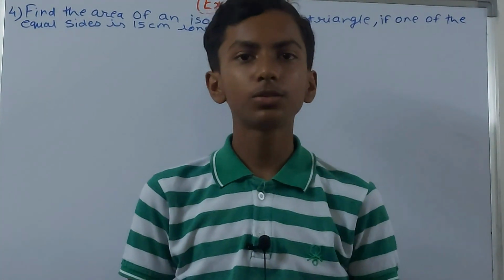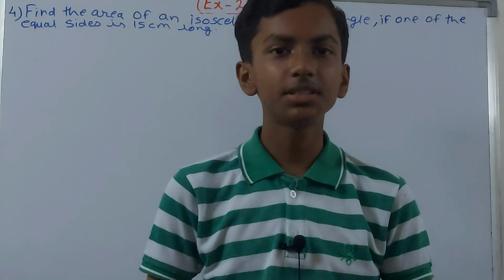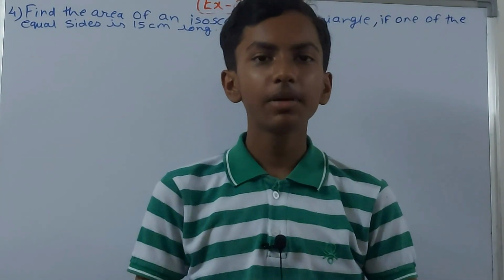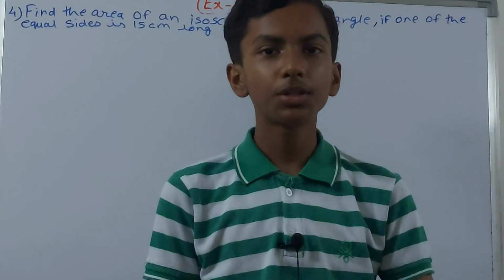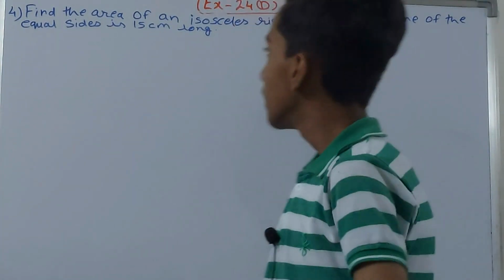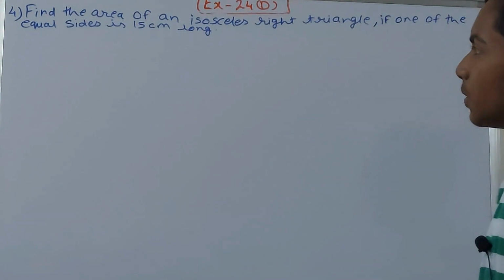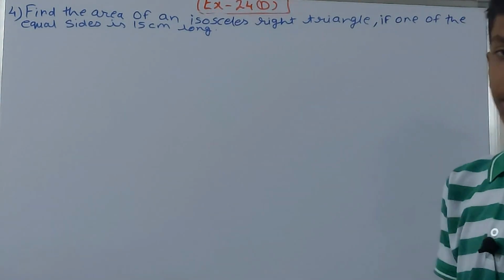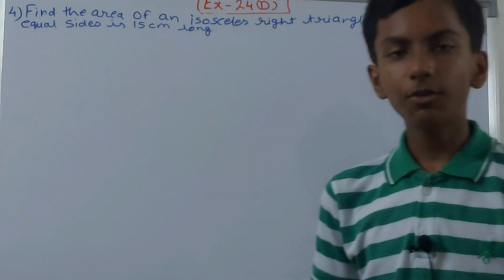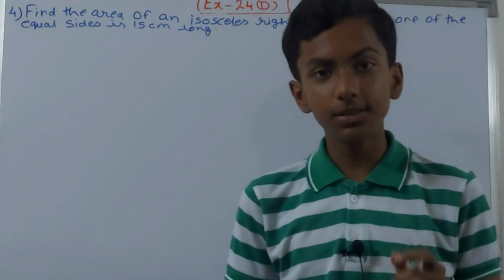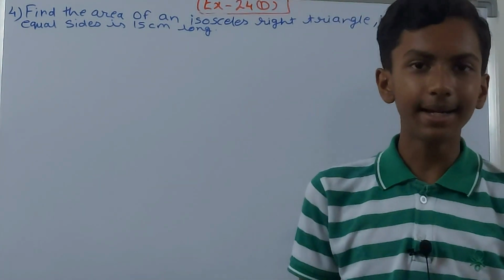In this video we are going to solve ICSE Mathematics Class 7 Chapter 24 Area and Perimeter, Exercise 24D, question number 4. Find the area of an isosceles right triangle if one of the equal sides is 15 centimeters long. Right, so here we have to find the area of an isosceles right angle triangle.